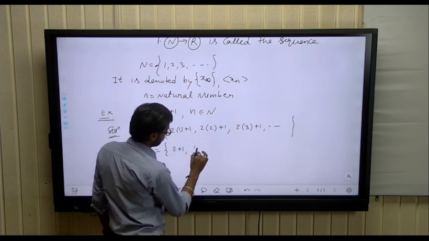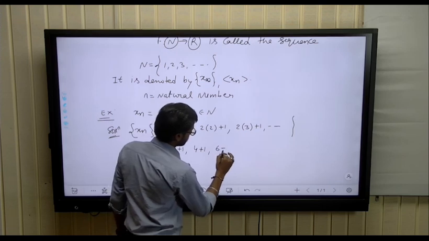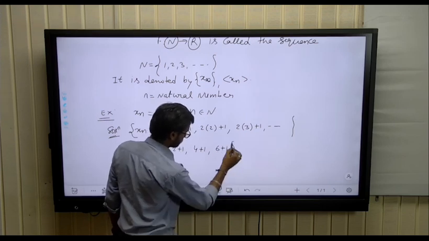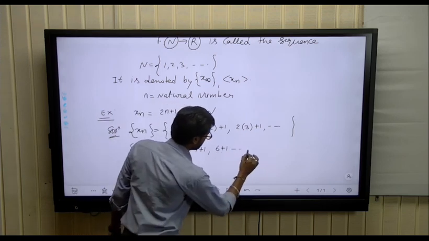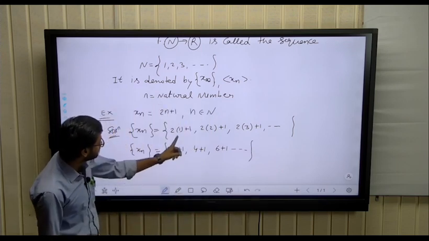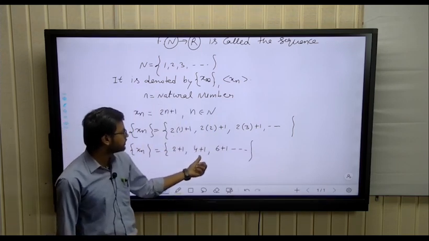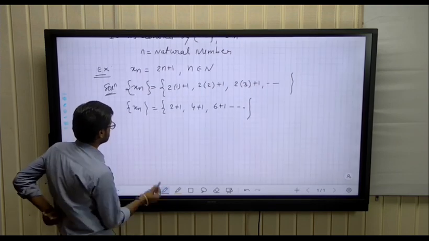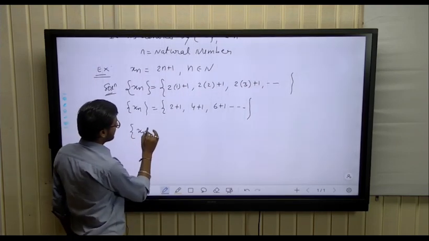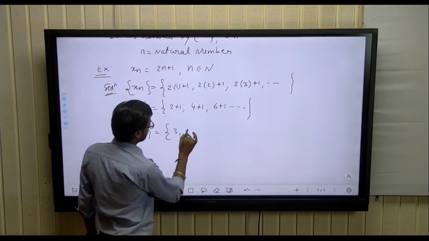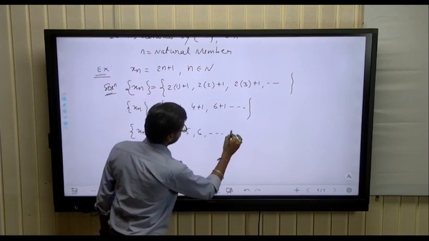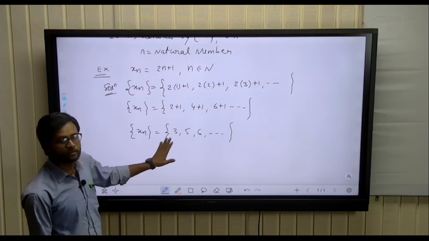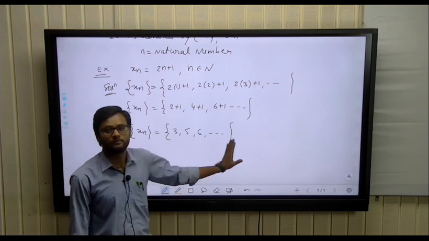So what do the terms become? 2 plus 1, 4 plus 1, 6 plus 1 and so on, because 2 into 1 is 2, 2 into 2 is 4, and 2 into 3 is 6. Now xn is 3, 5, 7 and so on. So these are the terms of a sequence.